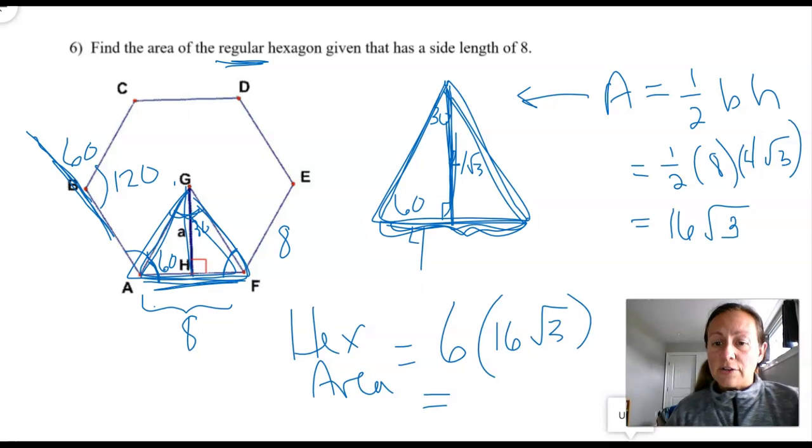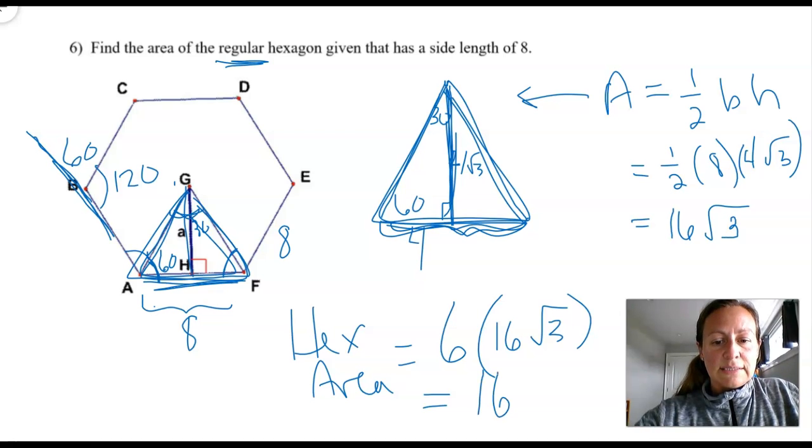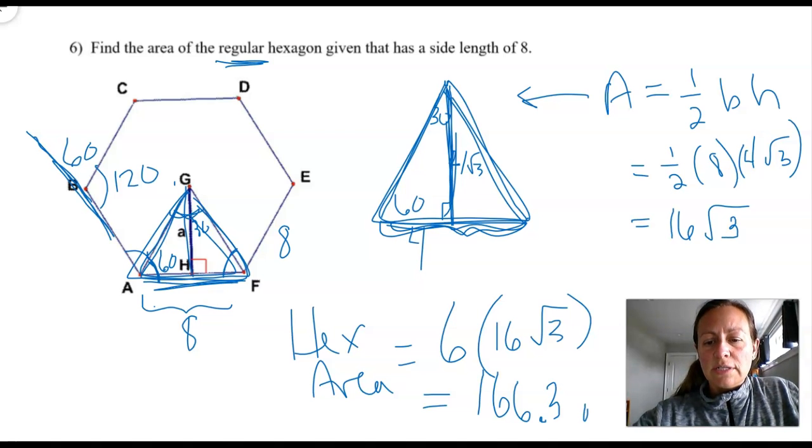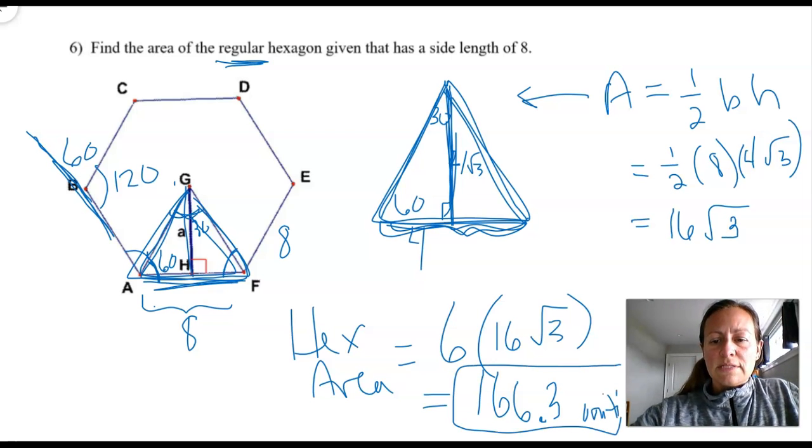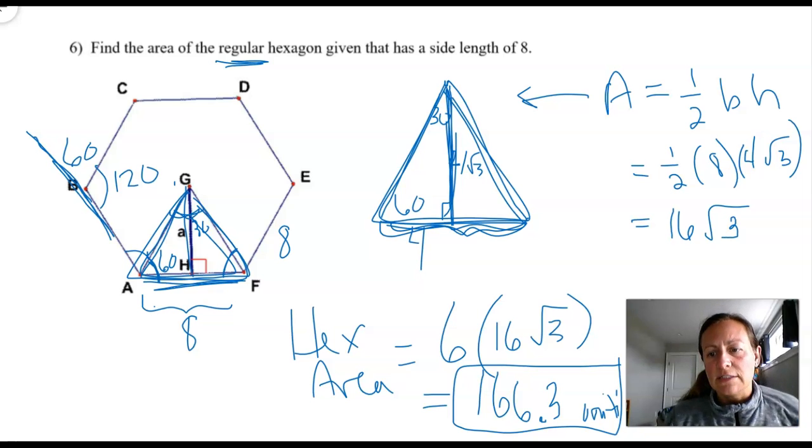Now I am going to need a calculator to help me with that. It's 96 radical 3, which comes out to 166.3. It's really 166.27, I'm rounding it to 166.3. But that would be in whatever unit measure this 8 was. They didn't really say, they just said 8. So we'll call it units squared again. Okay, 166.3 is the final answer.